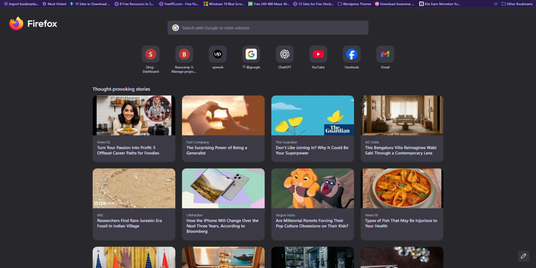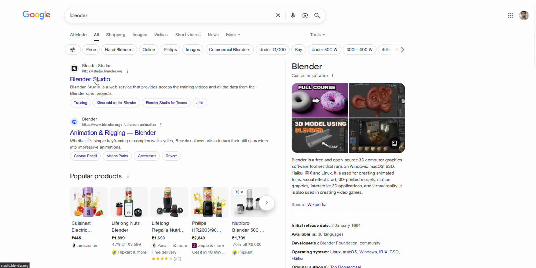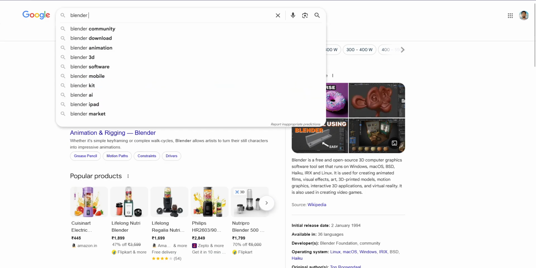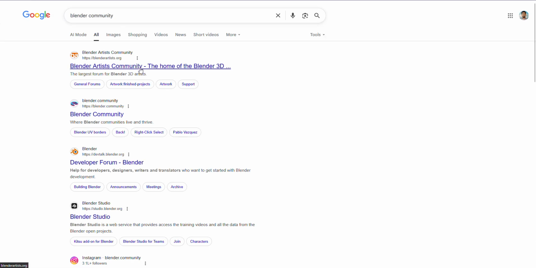And then when we talk about great open source software, that's like Blender, right? Blender is free, and Blender is an open source software. So Blender community, if we call it, then the blenderartist.org, blender.community. There are different communities for Blender.